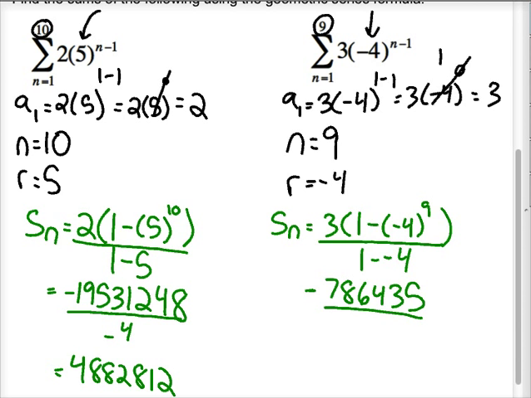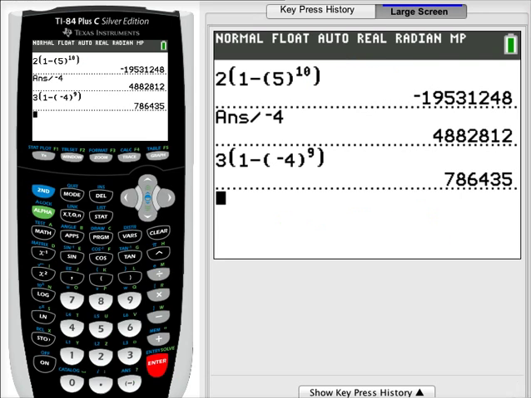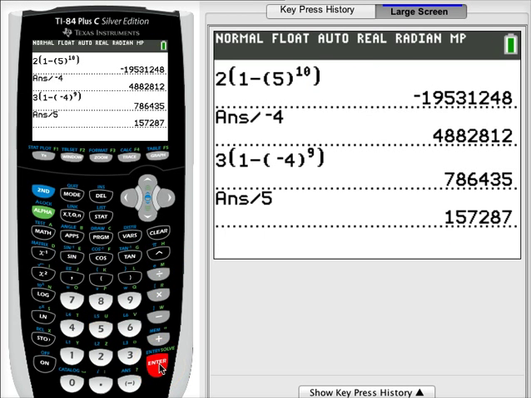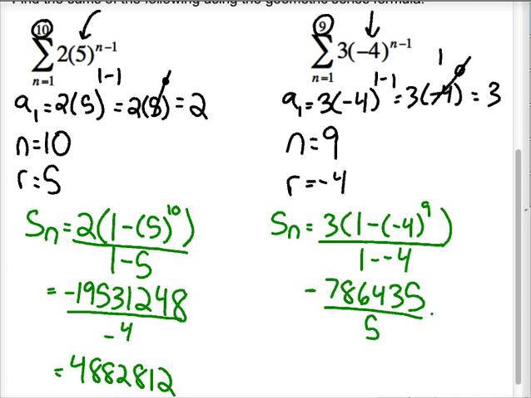Divided by 1 minus a negative 4. Remember, subtracting a negative is the same as adding. So 1 plus 4 gives us 5. So we take that number and divide it by 5. So we get 157,287. That's going to be our final answer for this one.